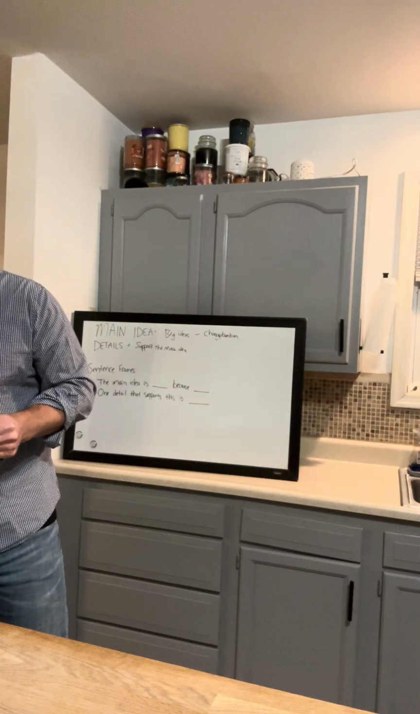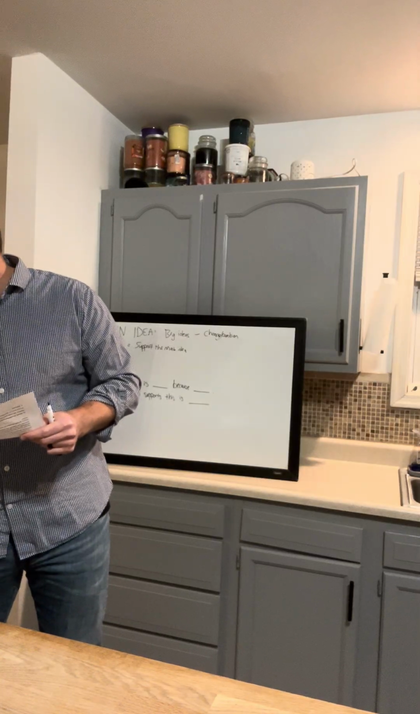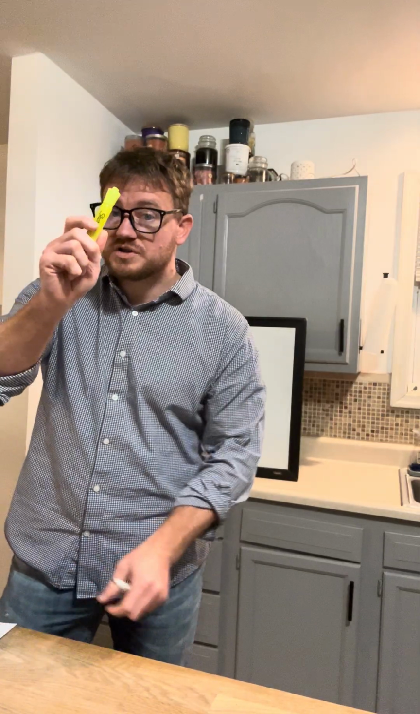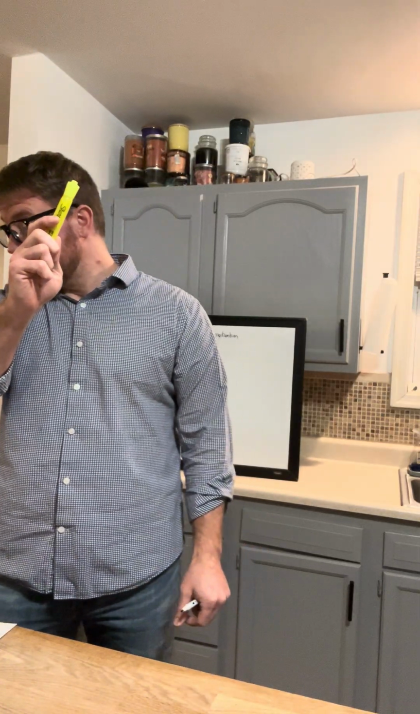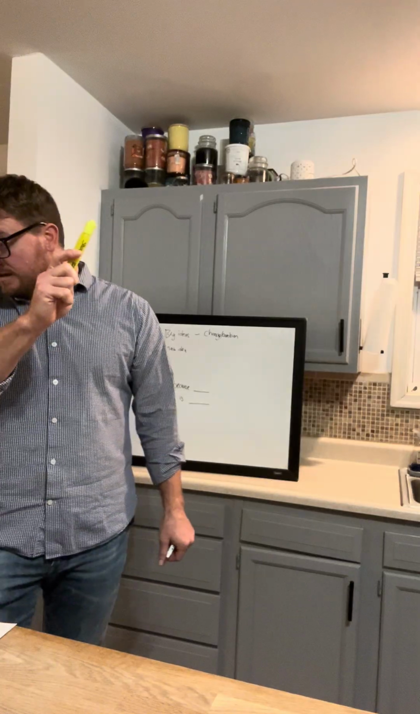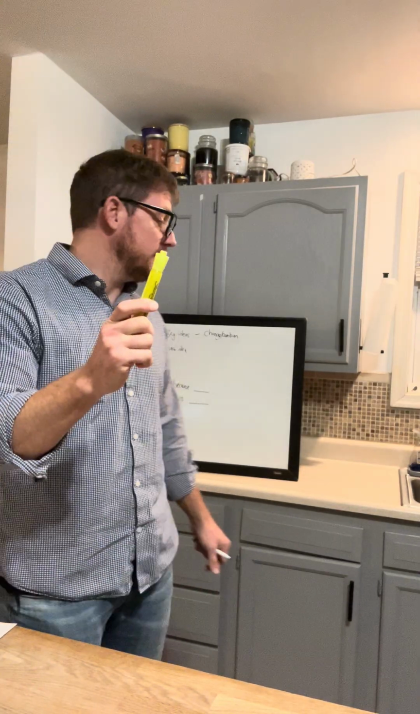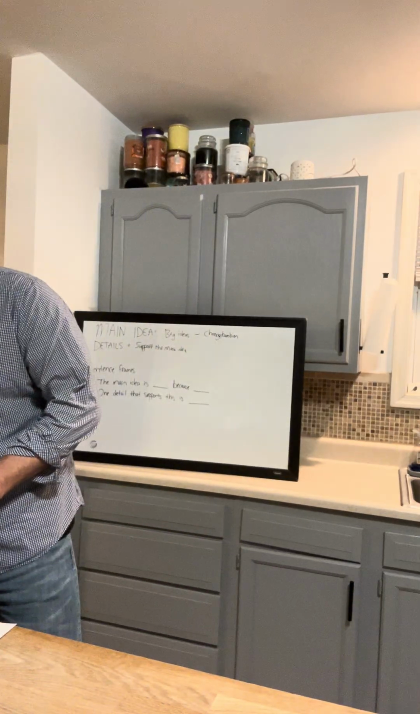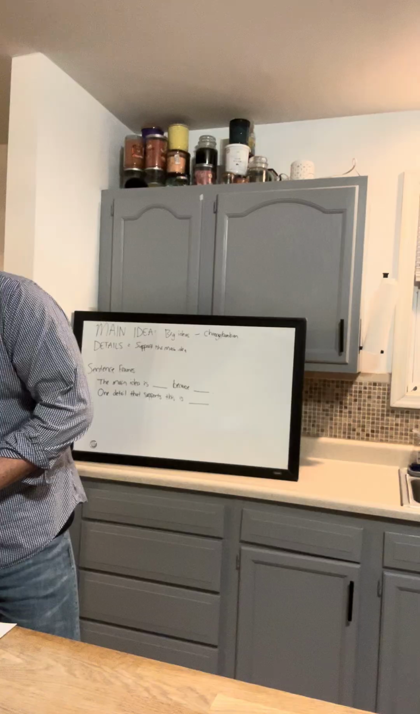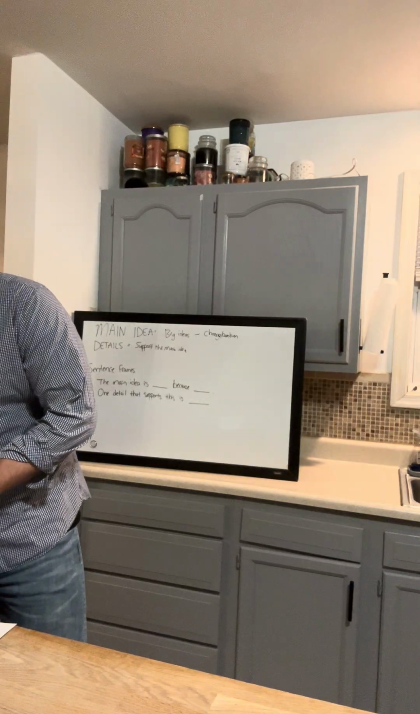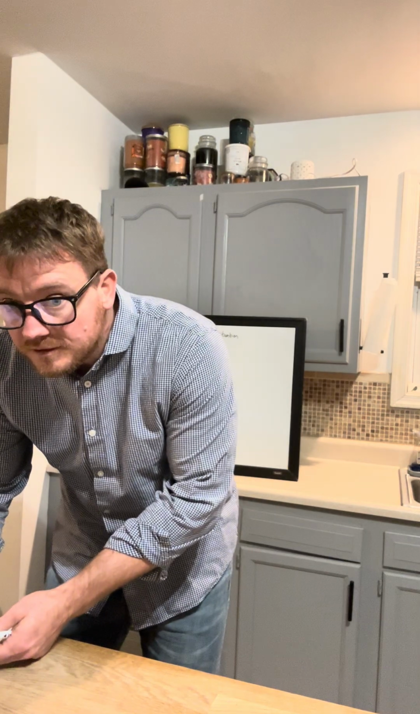First, let's find the big idea of the paragraph. Now, I'm gonna use the yellow highlighter, all right? The yellow highlighter is going to highlight the big idea, the main idea, okay? So I'm gonna use that, and I'm gonna highlight the big idea here.